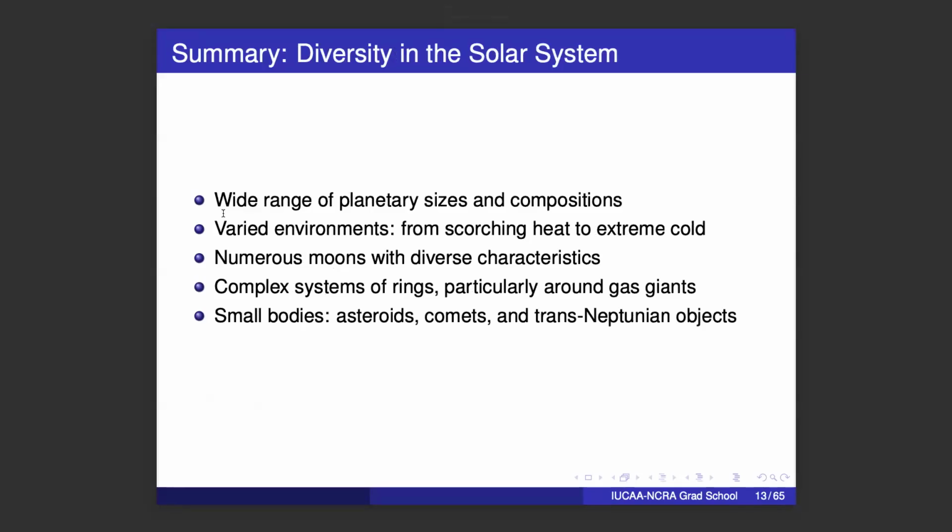So when we look at other solar systems, we have to remember the diversity within our own solar system. Within the same solar system, we find a wide range of sizes, a wide range of chemical compositions of the planets, and a wide range of environments, from very hot planets to very cold planets. Numerous moons, and the moons themselves have very different physical characteristics. Around the gas giants, you have a complex system of rings. And there are a large number of small bodies: asteroids, comets, and trans-Neptunian objects.